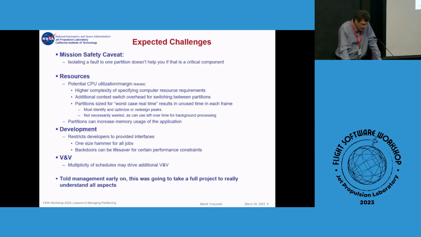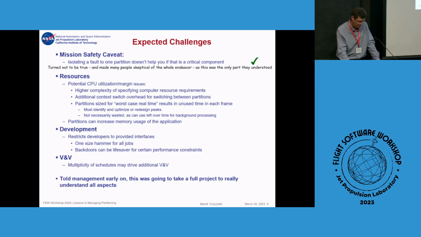Okay, challenges. Oh, safety. Isolating a fault to one partition doesn't help if that is a critical component, right? Yeah, so we knew that, even though that's obvious. We already knew that before we even started. Yes, we're touting mission safety, but at the same time, pretty much everything's actually a critical component, and that turned out to be true. It actually made many people sort of skeptical, because that's the only part of the system they understood. And they're saying, well, if you're not doing that, why are you doing partitioning? Right? So it's fair. We were sort of saying that that's something you get with partitioning, but we didn't really take advantage of it. So that's fair criticism.